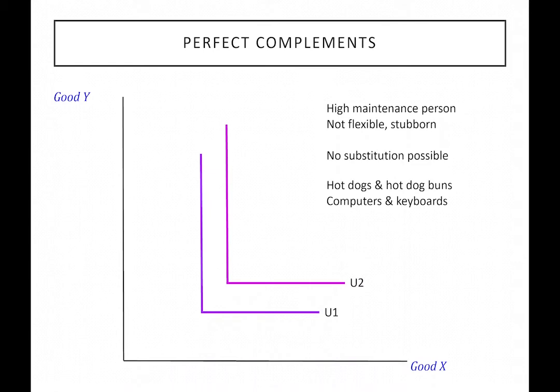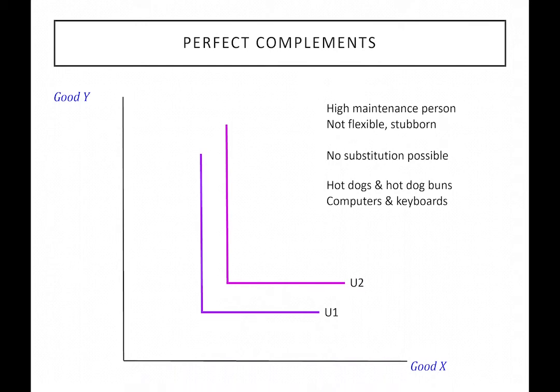Another extreme case are goods where somebody says, I'm not willing to make any kind of substitution. We refer to these as perfect complements. Again, we're going to look at this term later, but the basic idea here is, if I've got a computer, I need a keyboard, and there's no point in having a second keyboard because I won't be able to attach it to my computer.